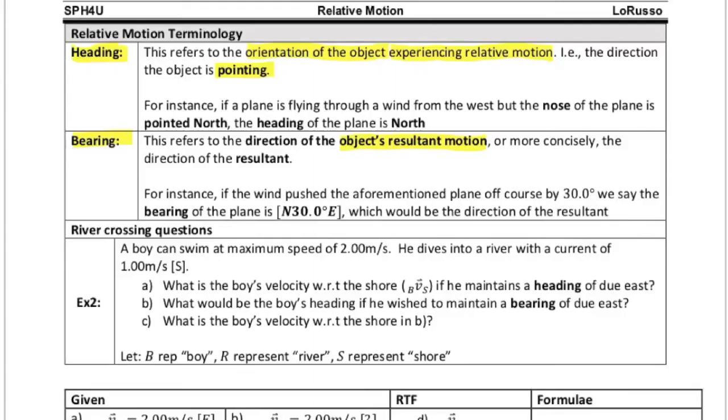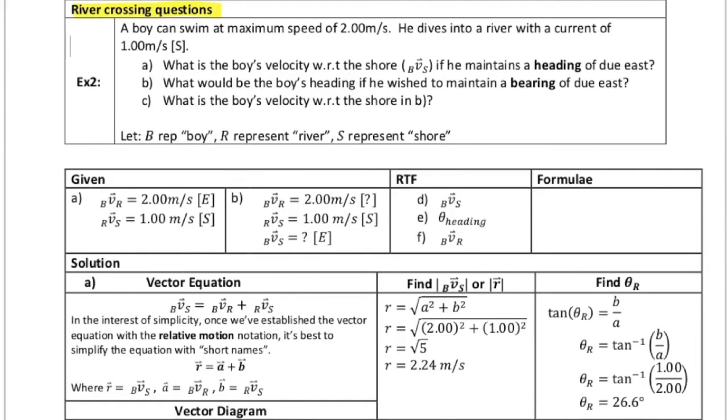Let's take a look at our first sample problem, the river crossing questions. In the very first example that we did, all the vectors were collinear. So we're going to take a look at how to solve these problems when the vectors are not collinear. So in this example, which actually is our example 2, but our first example with non-collinear vectors, a boy can swim at a maximum speed of 2 meters per second. He dives into a river with a current of 1 meter per second south.